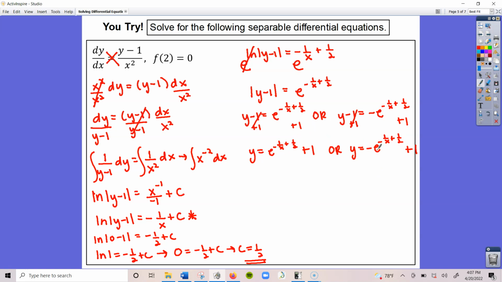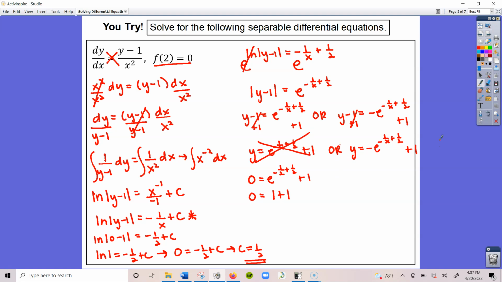Now I need to make sure which one of these is correct. So we're going to plug in the initial condition and see which one works. So if the y is 0, I get 0 equals e raised to the negative 1 over 2 plus 1/2 plus 1. Negative half plus 1/2 would be 0. So this is going to be e to the 0, which we know is 1, plus 1. Now 1 plus 1 is not 0, so this is not the correct equation.